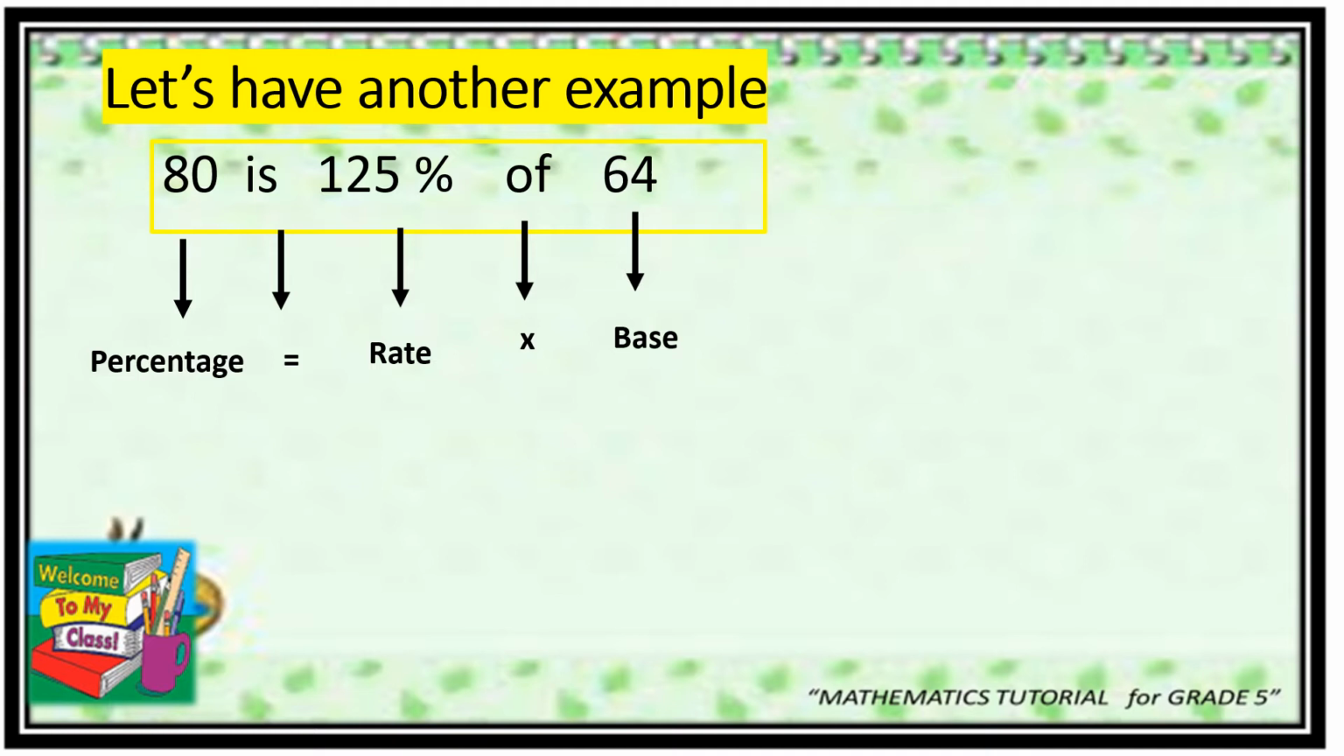So, yung percentage na 80, it is written before the word is. Then, yung rate naman, meron itong symbol na percent. 64, it is the base. It is written after the word of. Kung matatandaan nyo, na-discuss sa previous slide na ang percentage is smaller than the base because it is only a part of a whole or part of the base.